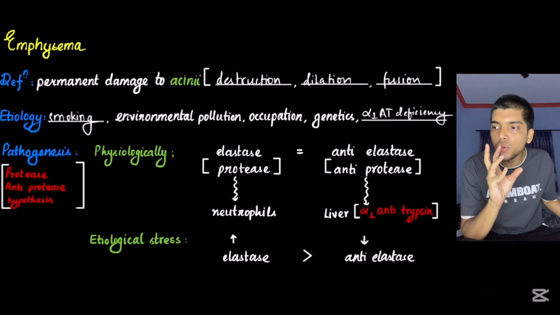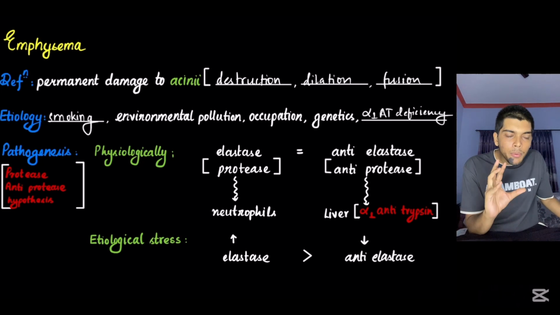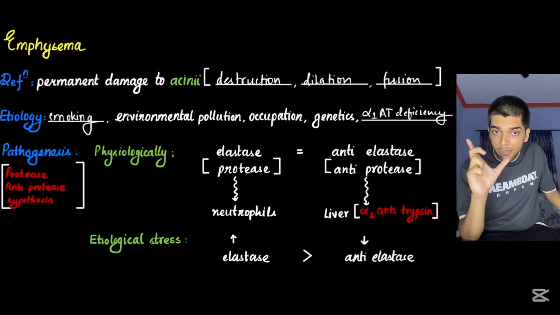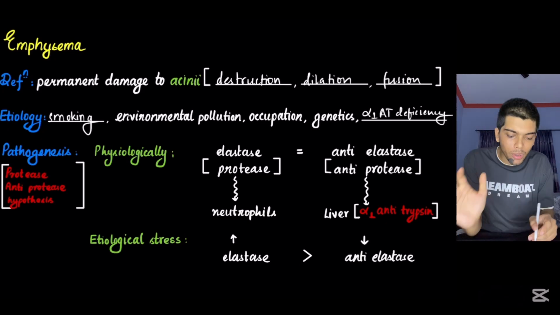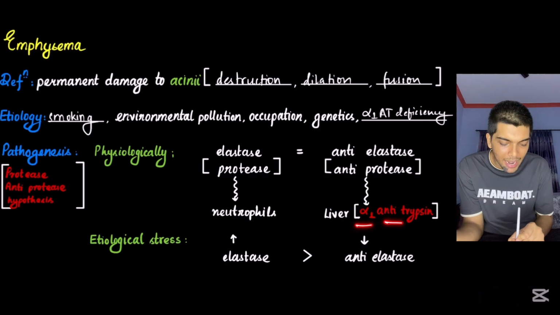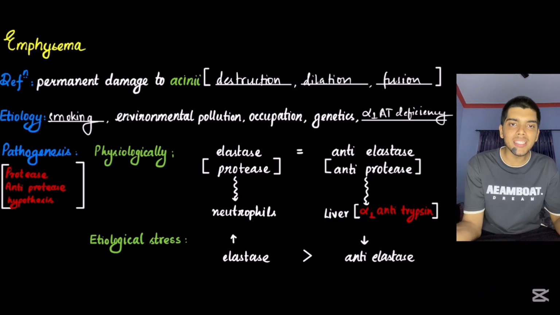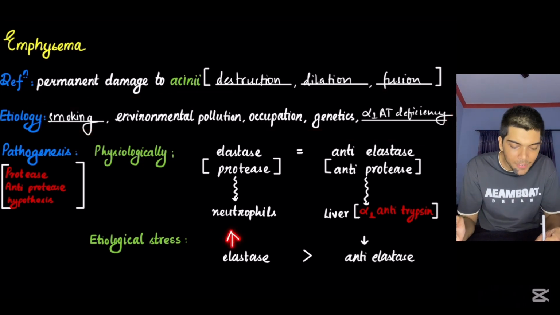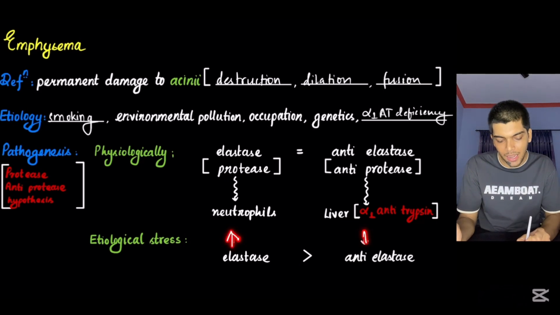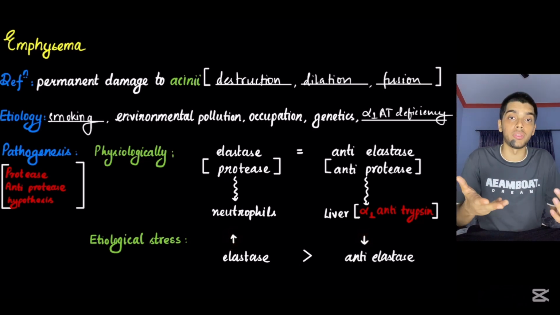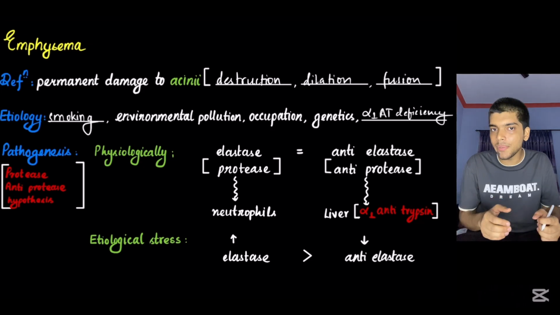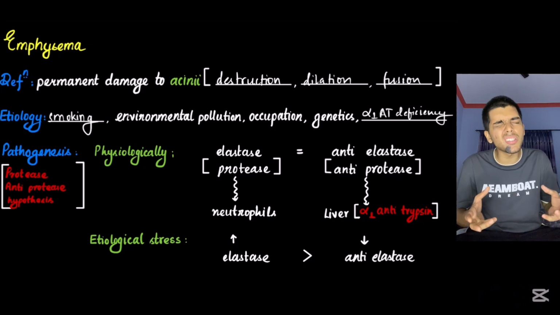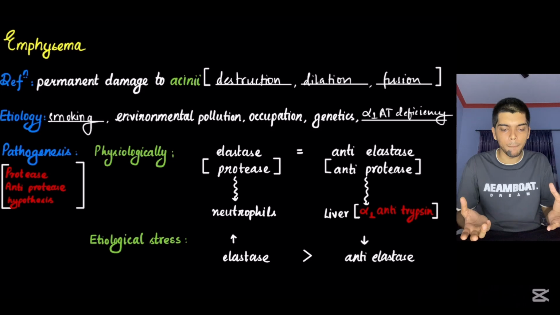Elastase is something that is produced by neutrophils. And talking about anti-protease, the most famous anti-protease present in your blood circulation is produced by your liver, and it is alpha-1 antitrypsin. So I mentioned various etiological factors here. They either increase the amount of elastase, or decrease the amount of anti-elastase, or do both at the same time. As a result, elastase becomes more than anti-elastase, there is more destruction of elastic tissue, and there is emphysema.